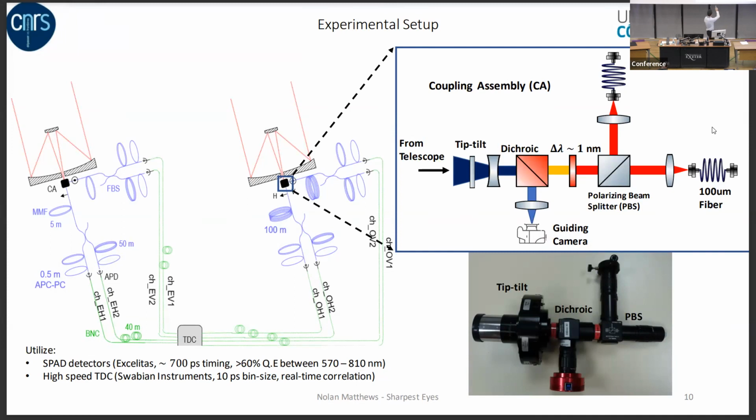After the light is injected into the fiber, we split the light in each spectral and polarization channel in order to measure the g2 value for zero baseline correlation.